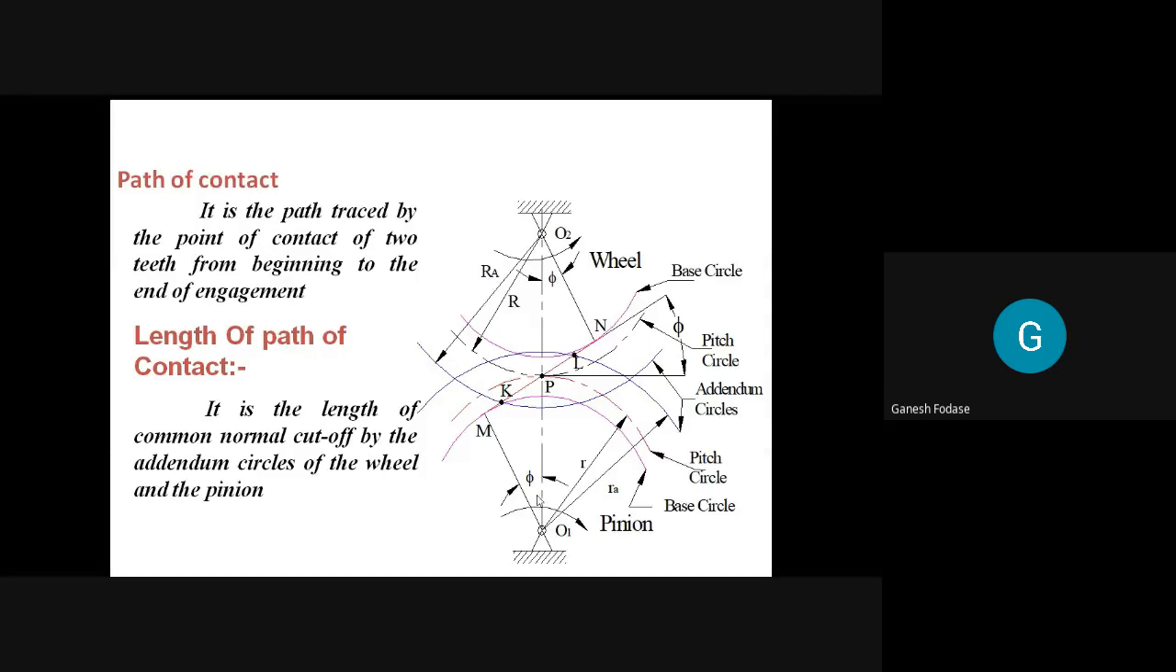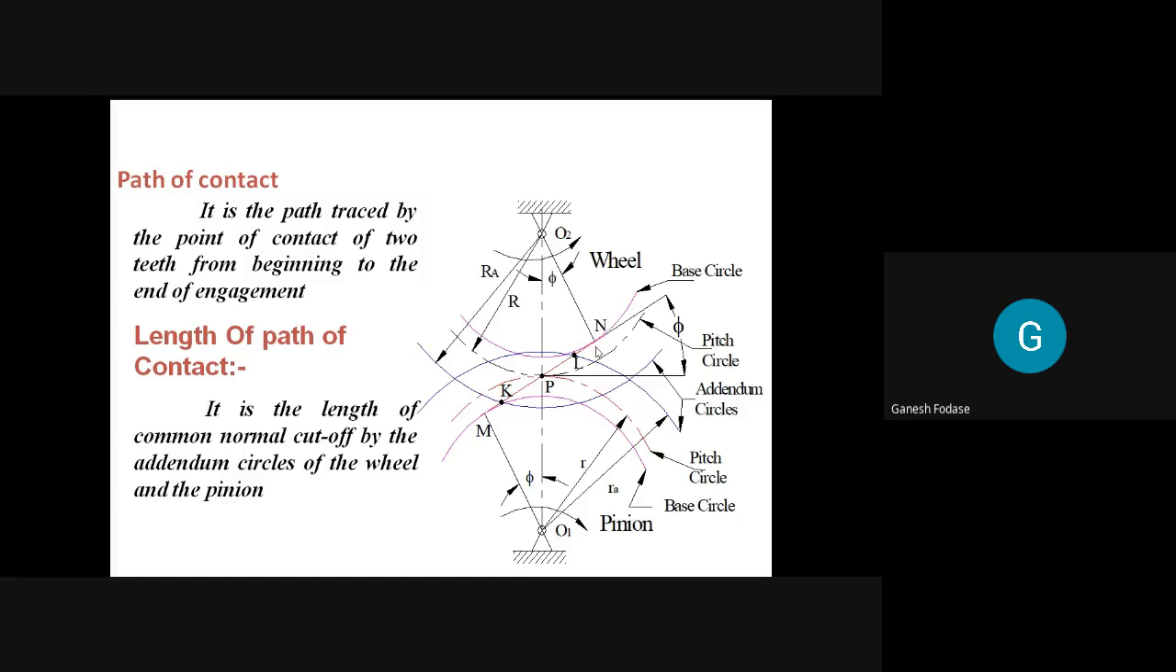Already we have discussed this many times. It consists of a base circle. This is a pitch circle, and this one is the addendum circle. So, the pitch circle, addendum circle, and the base circle. If I draw this common tangent, it will cut the portion of the common tangent. I'm saying the common tangent is MN, common tangent to base circle. It is tangent to the base circle of the pinion at point M and tangent to the base circle of the wheel at point N. Hence, it is called a common tangent to base circle.